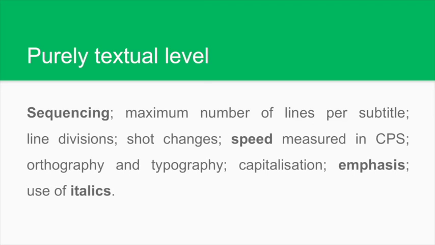Obviously the sequencing, because from the transcript to the subtitle, there is a distinction, and that is precisely how the information is channeled in a more condensed way. The maximum number of lines is something to be decided, but two is the ideal. Line division has to be syntactically coherent, we said. The shot changes, let's not forget those. The speed measured in CPS or characters per second, orthography and typography, as relevant as in any textual representation, capitalization, emphasis, and the use of italics, which is controversial even in television and other formats, such as film, for instance.